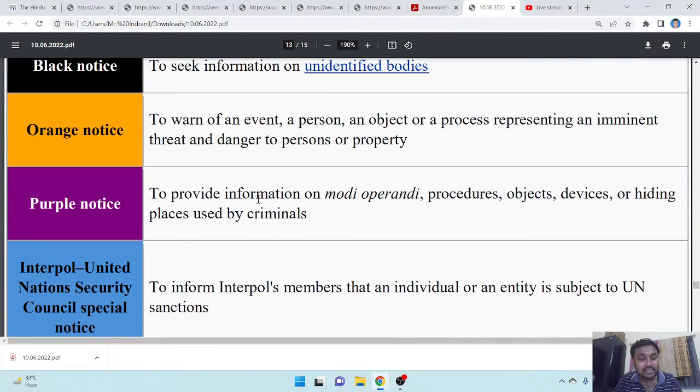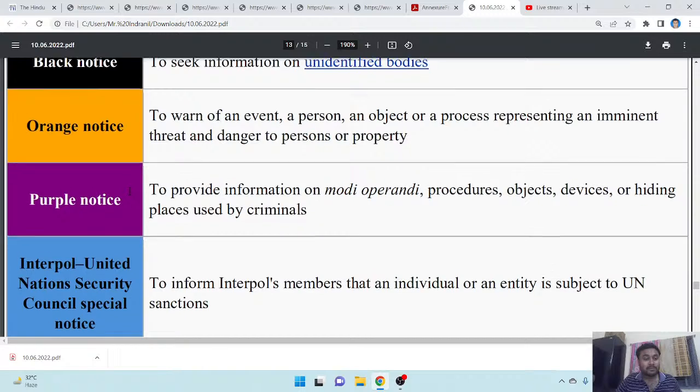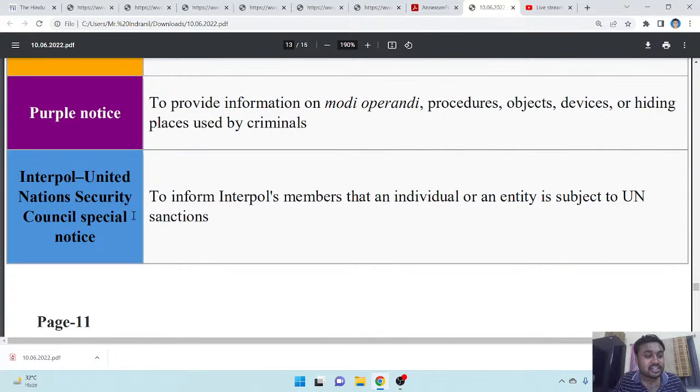And purple notice is to provide information on modus operandi, procedure, objective. Modus operandi means mode of operation. So giving information about operations, hiding methods, objectives, any devices, is known as a purple notice. And the Interpol-United Nations Security Council special notice means when the United Nations gives a notice to Interpol to arrest a person or to find a person.